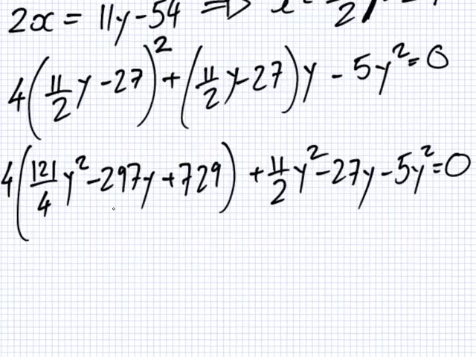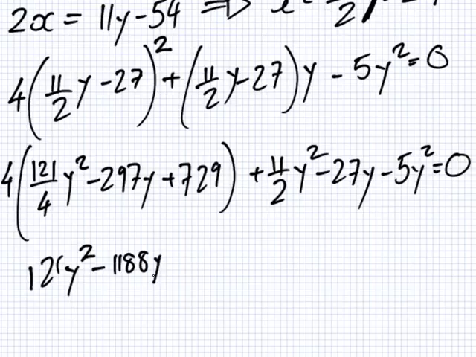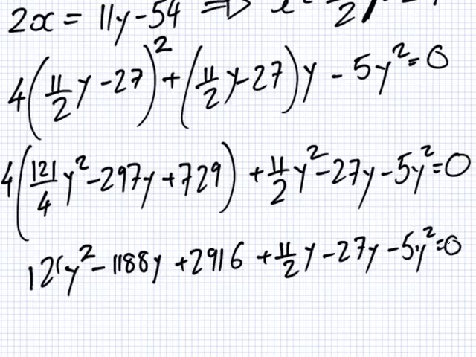Next, multiply all of this by 4. So we get 121y squared. Now, 297 times 4, 1188y, and then 729 times 4 is 2916, plus 11 over 2y minus 27y minus 5y squared equals 0.